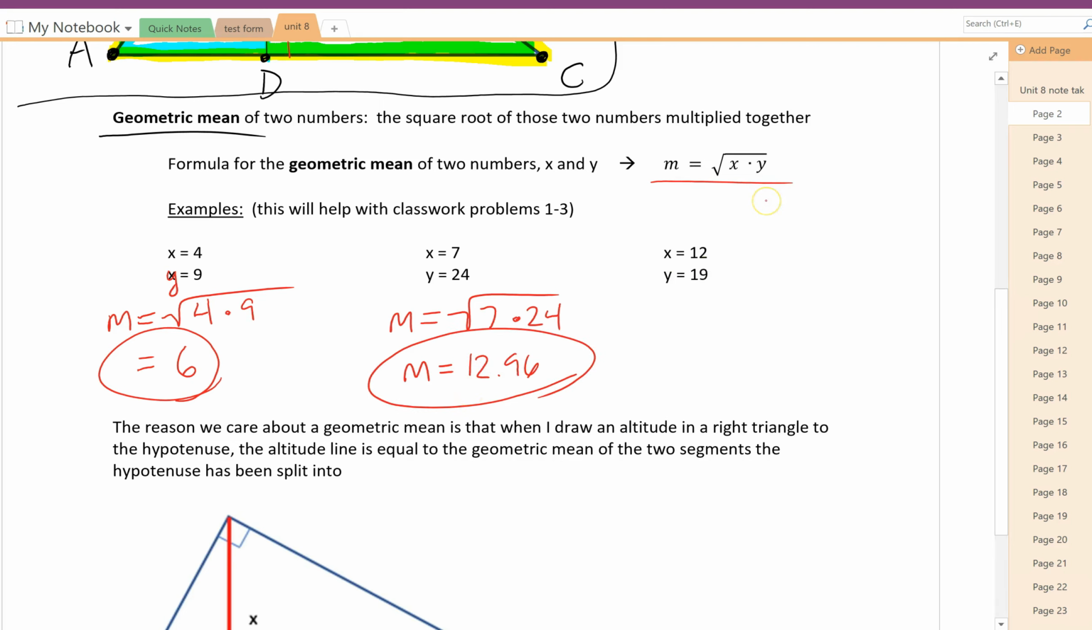I want you to pause the video. You try this last one, 12 and 19. So don't wait for me. Pause the video. Use your calculator. Figure out the geometric mean of 12 and 19, and then restart the video to make sure you got it right.